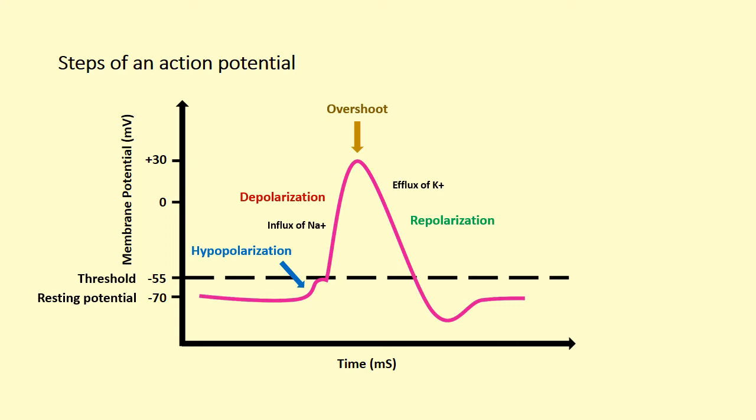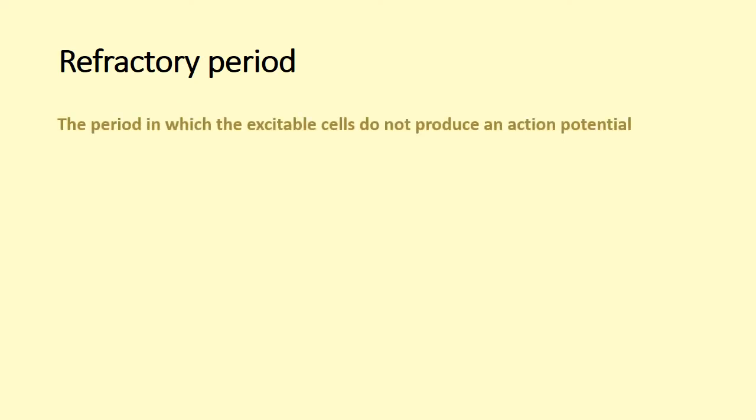However, the efflux of many potassium ions makes the cell membrane hyperpolarized before reaching the resting state. By the operation of the sodium-potassium pump, the cell membrane voltage reaches the resting potential. After the action potential is generated, the excitable cells can no longer produce an action potential for a period. This period is called the refractory period.